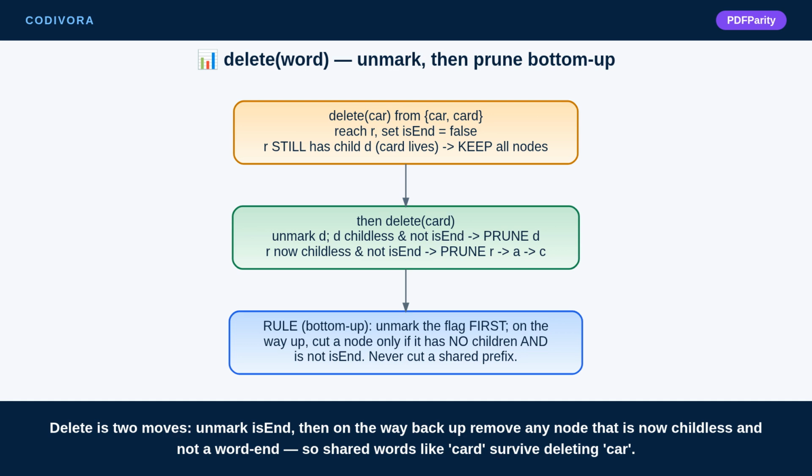Now delete card too. Unmark D. D is childless. Prune it. Now R is childless and no longer a word. Prune R, then A, then C. The rule. Unmark first, then cut only the childless non-words on the way up.